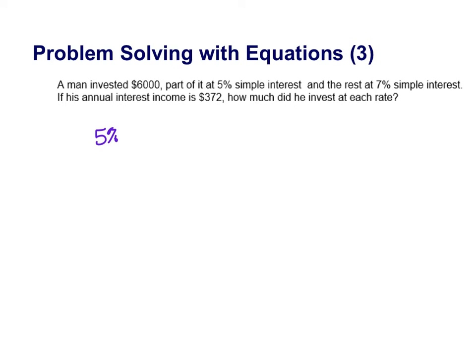5%. So we're going to say that he's investing X dollars at 5%. So the rest of his money is at the 7% interest. And if he's investing $6,000 total, that means if you take 6,000 and subtract out the X, what he invested at 5%, you're left with the 7% amount.